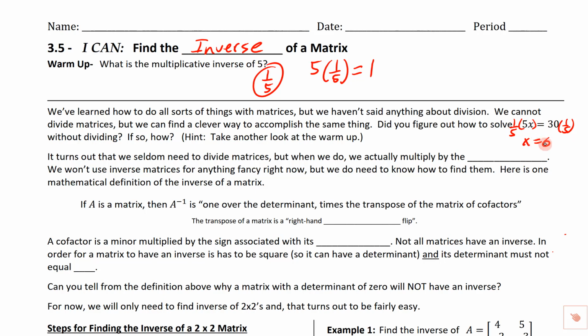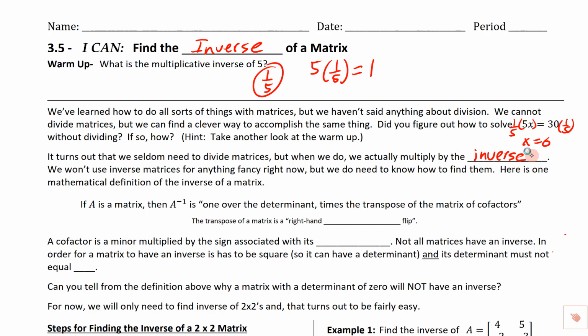Well, it turns out that we don't really need to divide by matrices very often, but when we do, we actually multiply by the inverse of a matrix, which is why we need to figure out how to find the inverse of a matrix. We're not going to use inverse matrices for anything fancy right now, but we do need to know how to find the inverse of a 2x2.